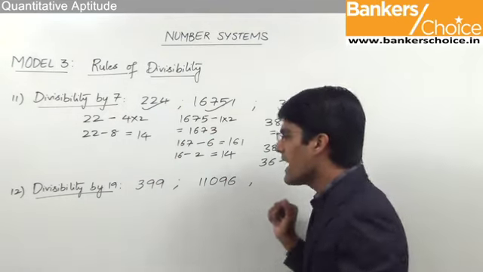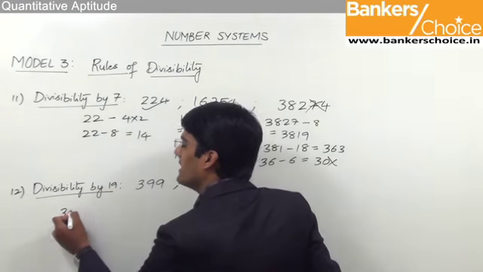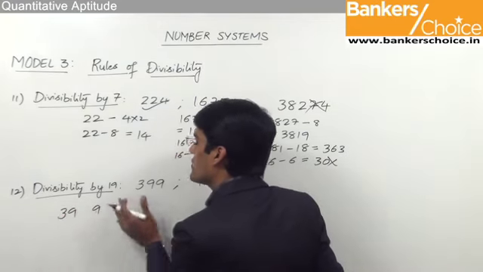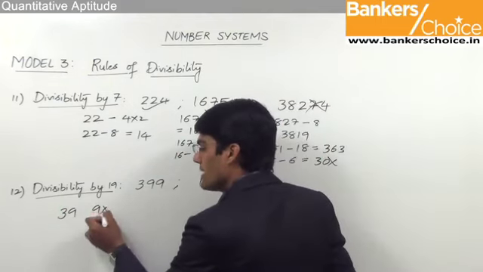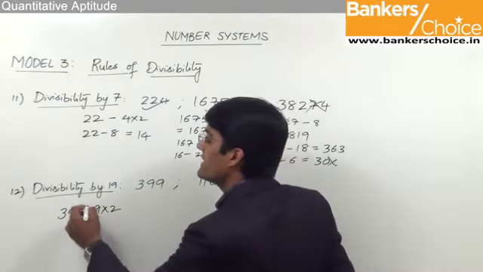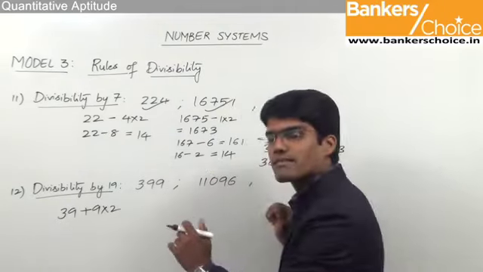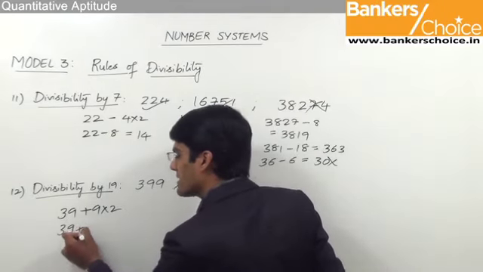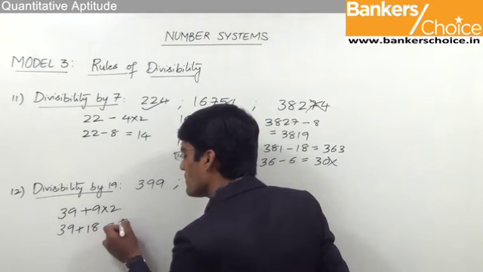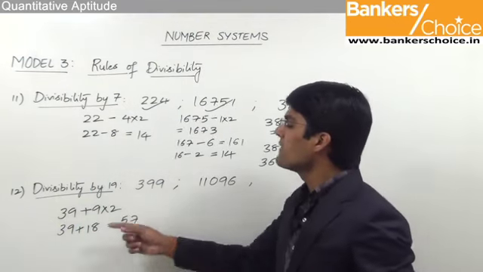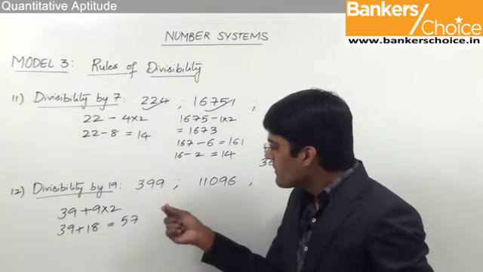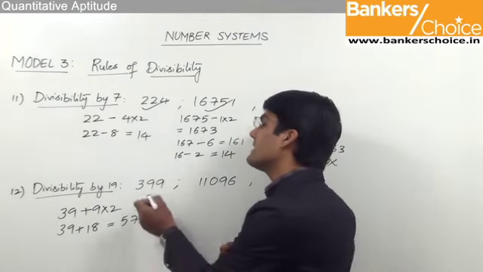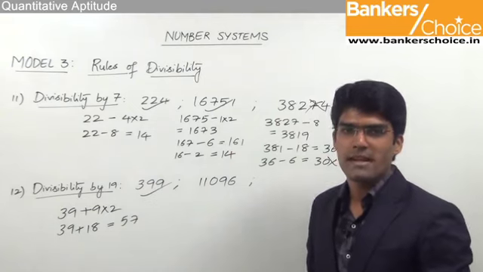For example, here we have 399. Now 39 and 9 are to be separated. That means the units place is separated from the remaining part. And 9 should be multiplied with 2, and this is added to the remaining part of the number. So 39 plus 9 into 2, which is 18, is equal to 57. We know that 57 is divisible by 19. 57 divided by 19 is equal to 3. So if 57 is divisible by 19, we can say that 399 as well is divisible by 19.